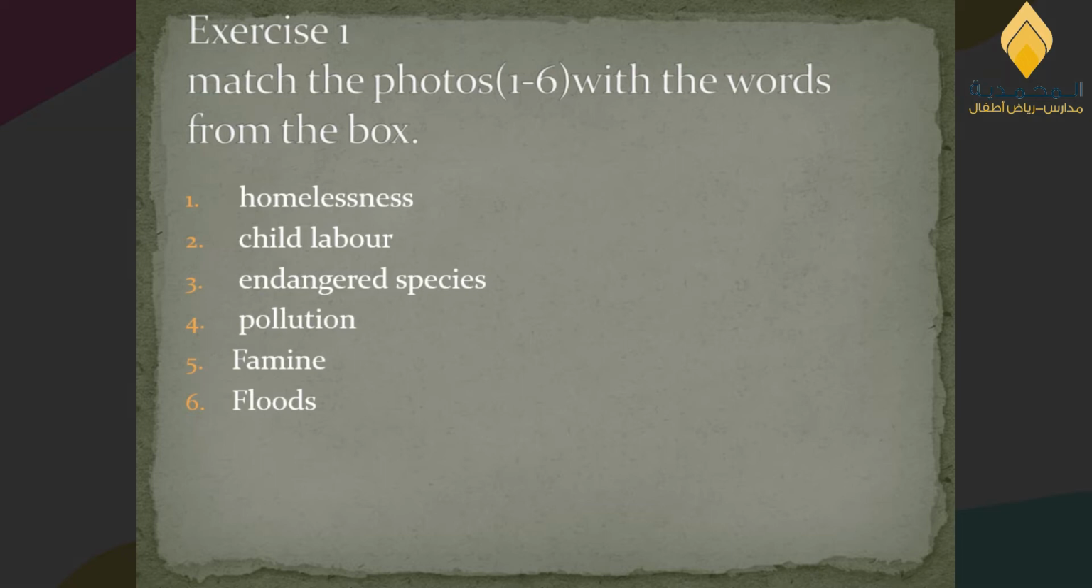Next, number 4 is pollution, because of the thick smoke that you can see. 5 is famine or poverty. 6, it's floods. Because as you can see, there is a lot of water and people are walking through muddy streets.